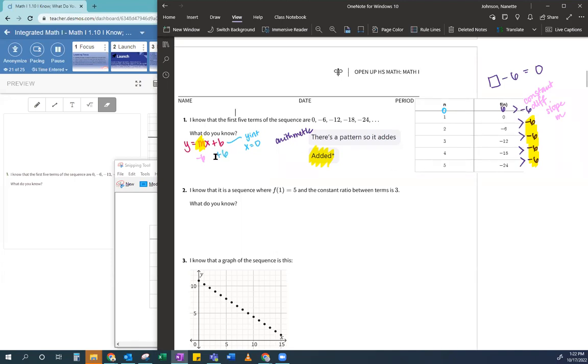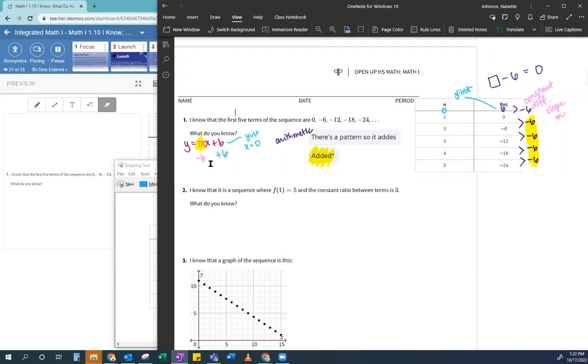So here is my y-intercept. And because that's my y-intercept, there's my b. So then I'm just going to pull down my y and my x because there's my equation.